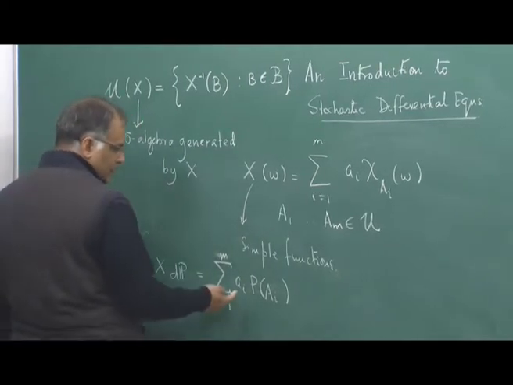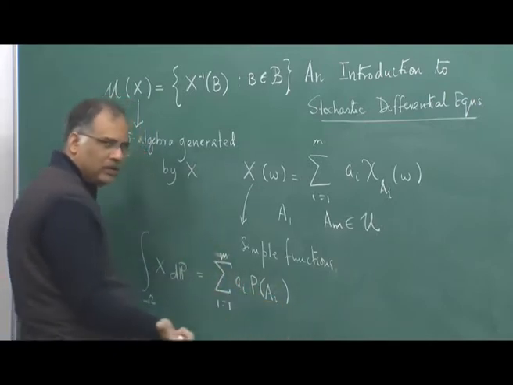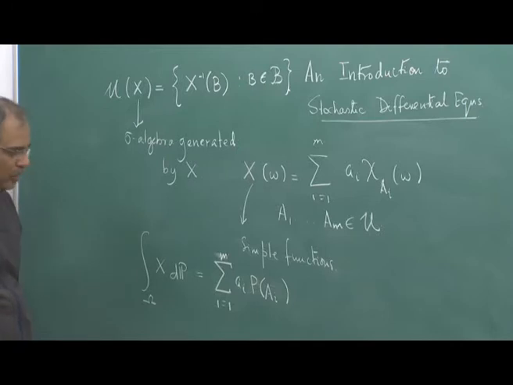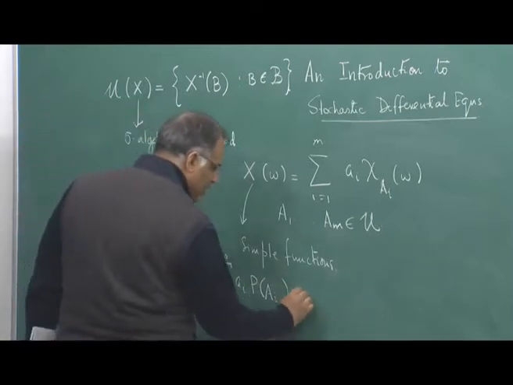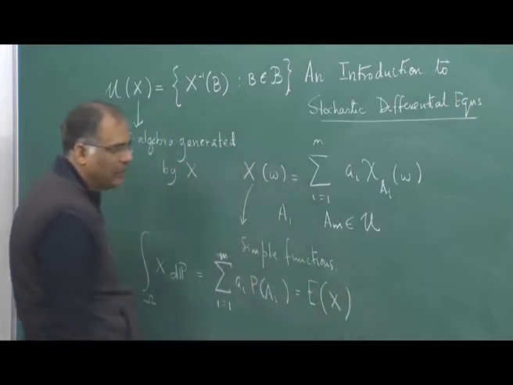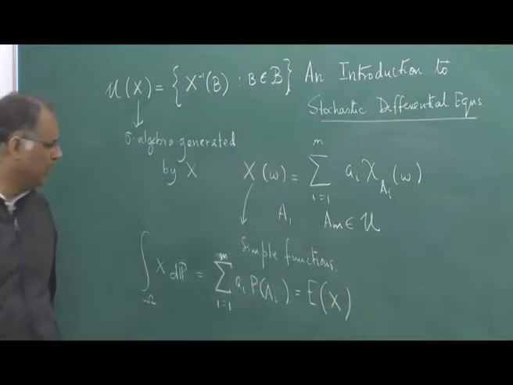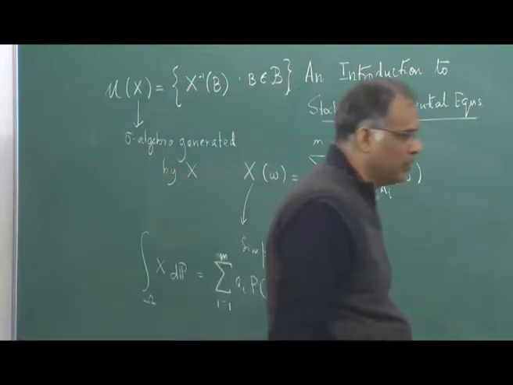So, this is nothing but the value has been taken over those parts, the product and the probability. This is nothing but an expectation. So, this is essentially the expectation of x, or the average of the random variable x. But how do I define this when it comes to an arbitrary random variable and not just a simple function?